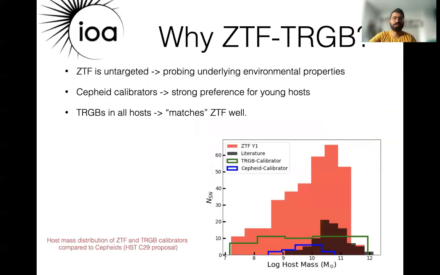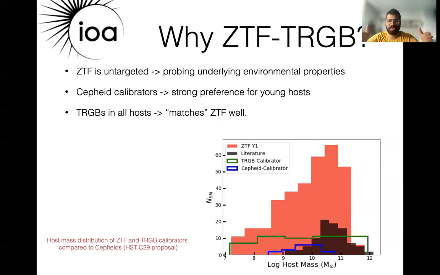So we can see this again, illustrating the point of the tip of the red giant branch being in both old and young host environments of type Ia supernovae. We see that ZTF, compared to the literature, is probing the entire distribution of host environments. And this is something that's important, given that we need as much of a like-for-like comparison as possible between the calibrator and the Hubble flow sample.